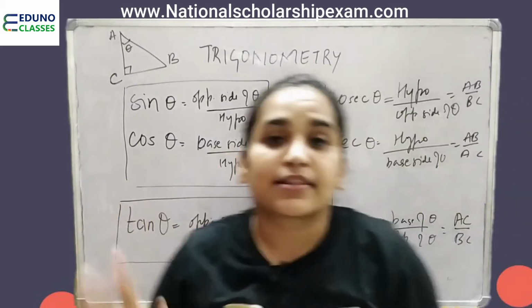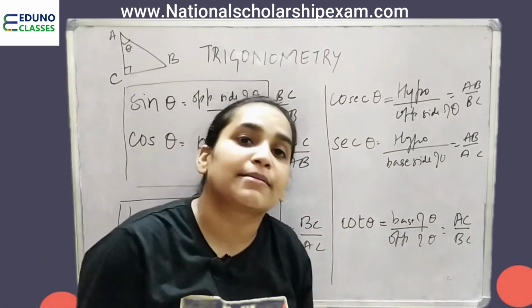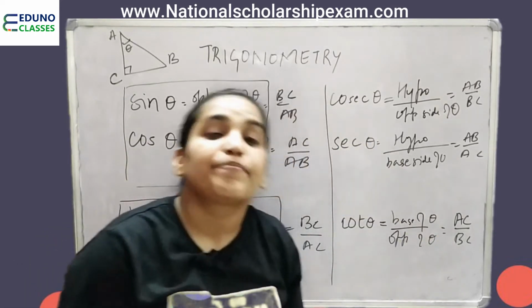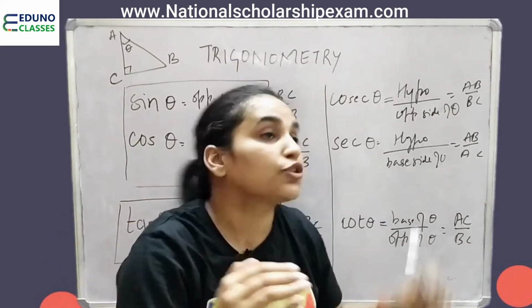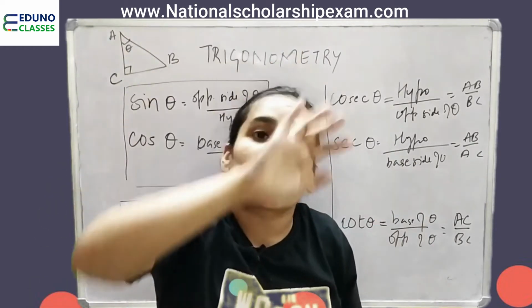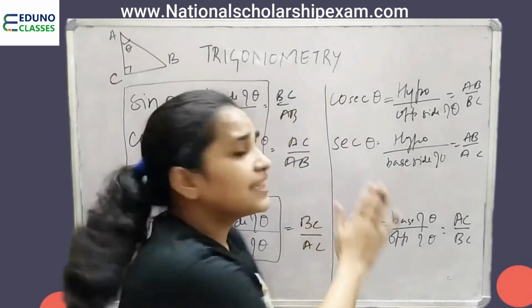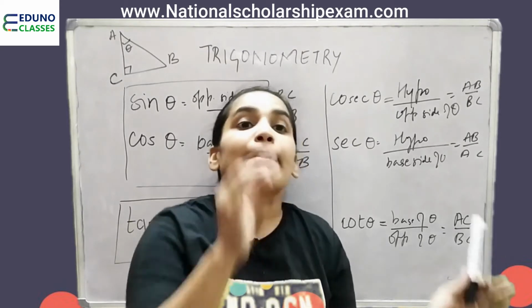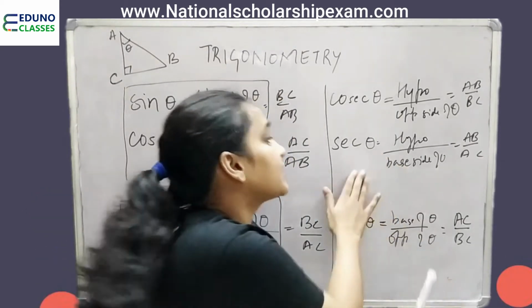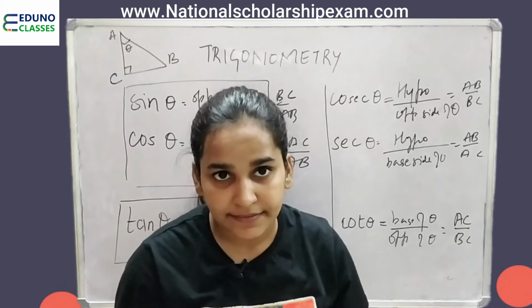Next we have cosec theta. Cosec theta is nothing but the reciprocal of sin theta. Sin theta was the opposite side of theta upon hypotenuse, so cosec theta will become hypotenuse upon the opposite side of theta. Sec theta is the inverse or reciprocal of cos theta. Cos theta was the base side of theta upon hypotenuse, so sec theta will become hypotenuse upon base side.